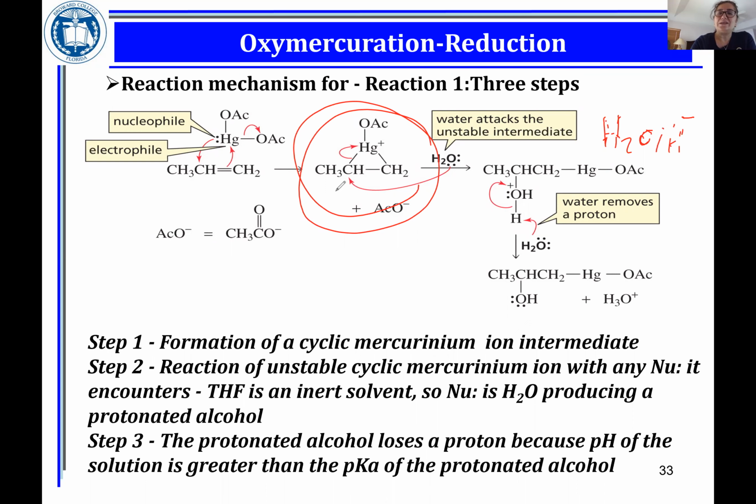The addition is a Markovnikov addition. What does it mean? H will add to the carbon with more hydrogens, and OH will add to the carbon with the least number of hydrogens, or the more substituted carbon. The addition is also anti-addition because of this formation of a triangle. So formation of the triangle, first of all, prevents rearrangement, carbocation rearrangement. Second, the nucleophile has to come from the opposite side.